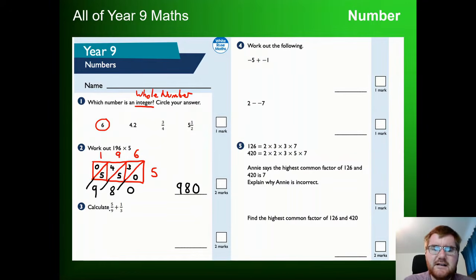Now, we want to calculate 5/9 plus a third. The easiest way of doing this is changing one fraction or the other into the same denominator.